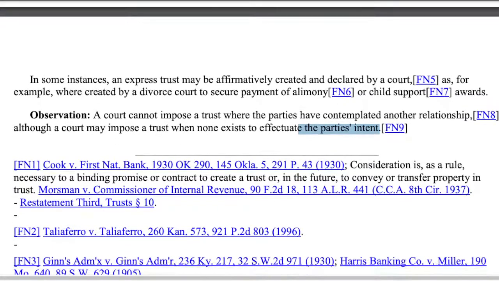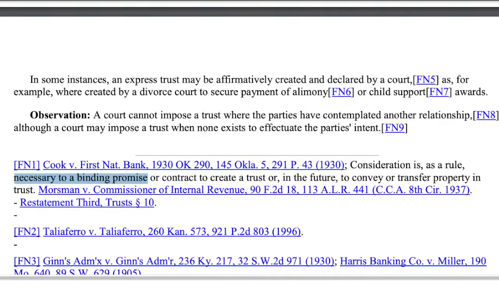All right, so consideration as a rule is, as a rule, necessary to a binding promise or contract to create a trust or, in the future, to convey or transfer property in a trust. So that is kind of a contract, a binding promise or contract. So consideration is, as a rule, necessary.